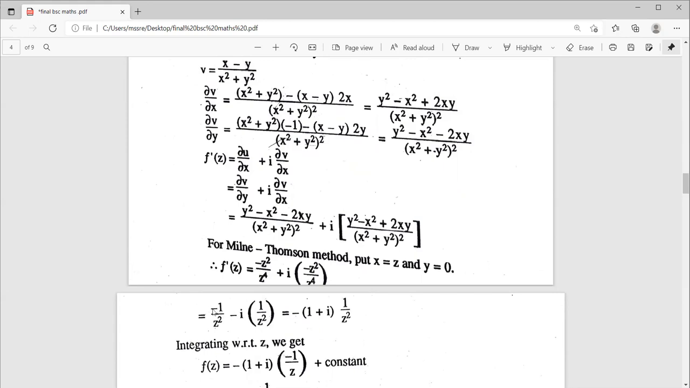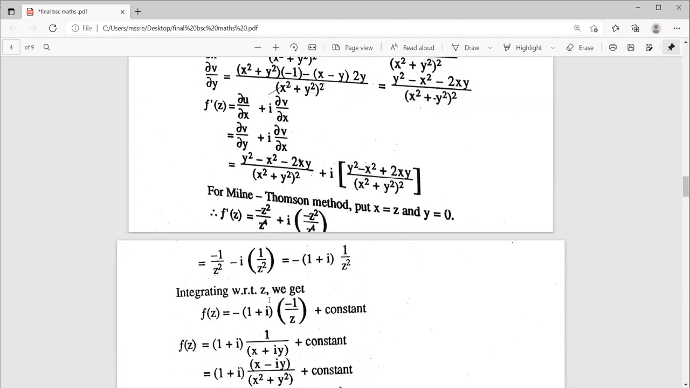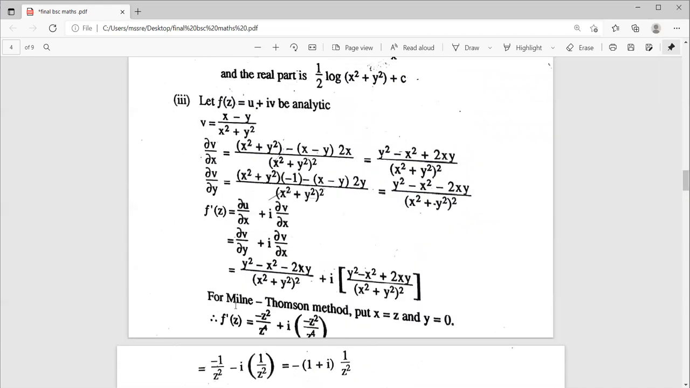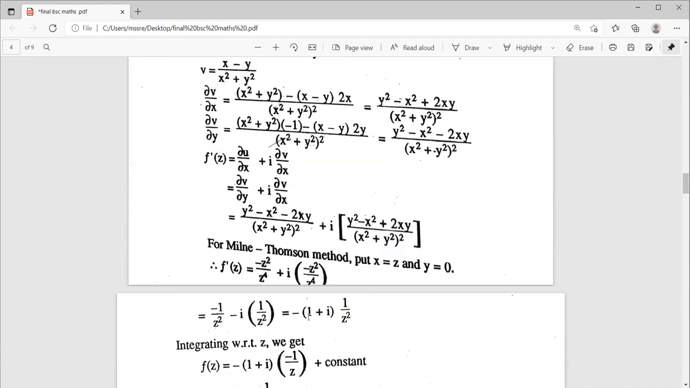Now since both terms have minus, take minus outside, then 1 by z square is common. Therefore minus of 1 plus i into 1 by z square. This is the analytic function. Remember, this is f dash of z. Okay, it's not the analytic function yet because we have not integrated this. Now we have to integrate this. Integrate both sides with respect to z.